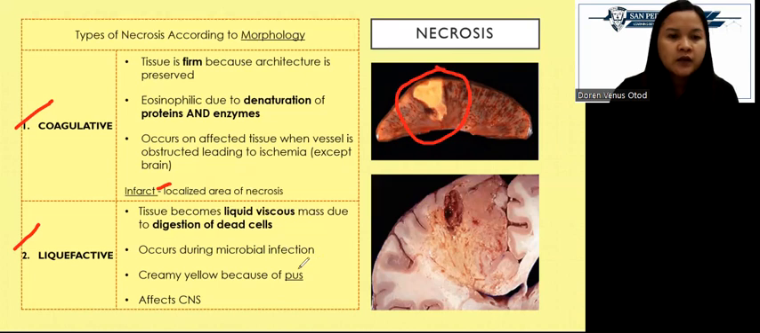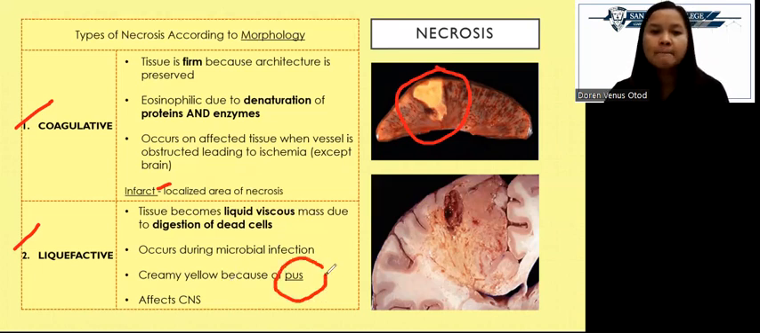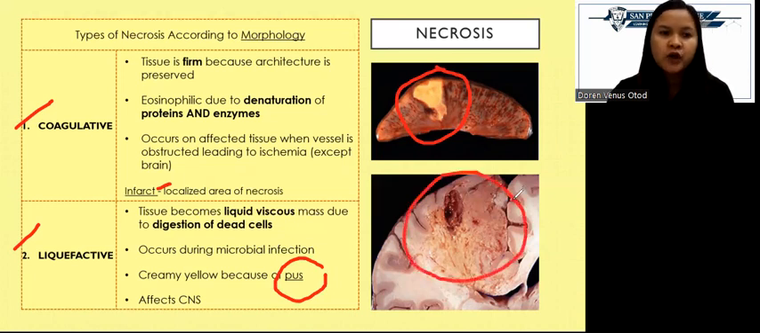So it appears to be creamy yellow because of the presence of pus. So in this one, this is the portion with liquefactive necrosis.